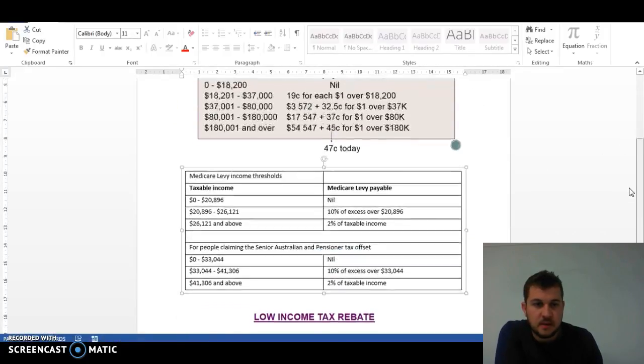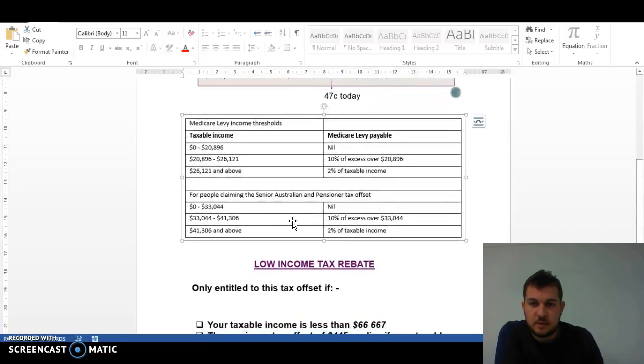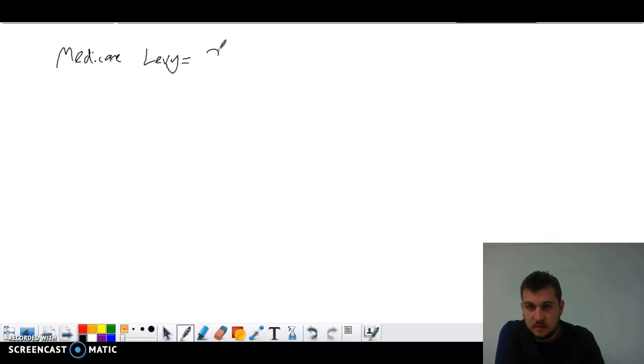Now, the bottom half is only for people claiming their seniors offset, so we're looking at the top half. Just find out what bracket he's in. Most of the time it'll probably be this top one. So here we go, 2% of taxable income. Let's go back. 2% is easy to work out.